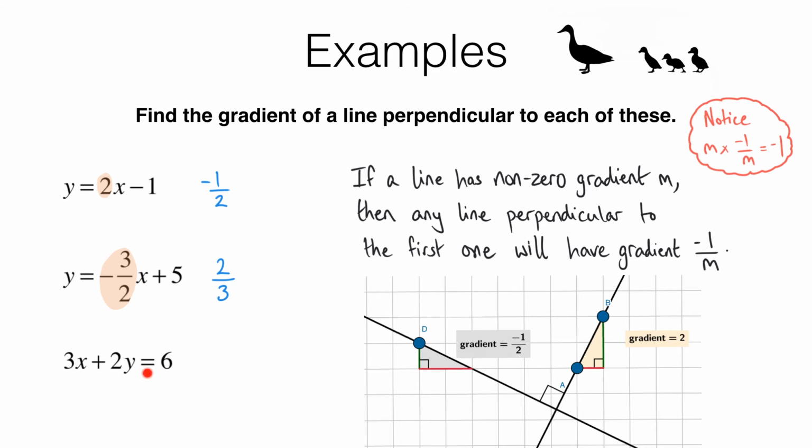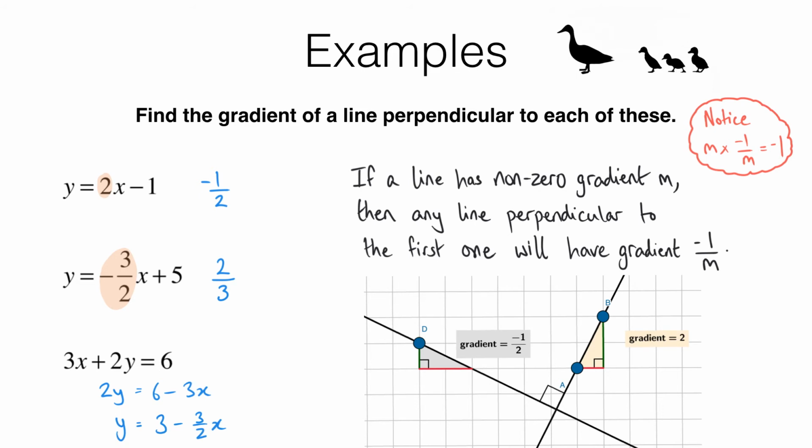We have to take more care with this one. This time the equation is not in gradient intercept form. However, we can rewrite it. So 3x plus 2y equals 6 can be rewritten as 2y equals 6 minus 3x. So I've simply subtracted 3x off the left and the right hand sides. And now I can divide the left and the right hand sides by 2, and that will give me y equals 3 minus 3/2x.